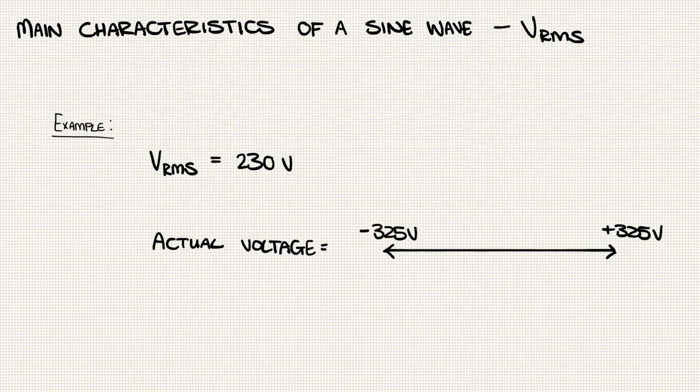For example, when a wall socket says 230 volts AC, that's the RMS value. The actual voltage is swinging between plus 325 V and minus 325 V, but on average, it delivers the same power as 230 VDC.